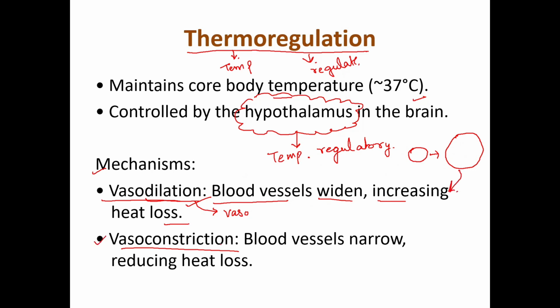Come to the term vasoconstriction. Vaso is for the blood vessel and constriction means narrowing. Like this is a normal blood vessel, so the blood vessel is going to shrink or narrow, decreasing the diameter. Here the diameter is going to be increased. And this leads to reduced heat loss, or we can say it conserves heat.